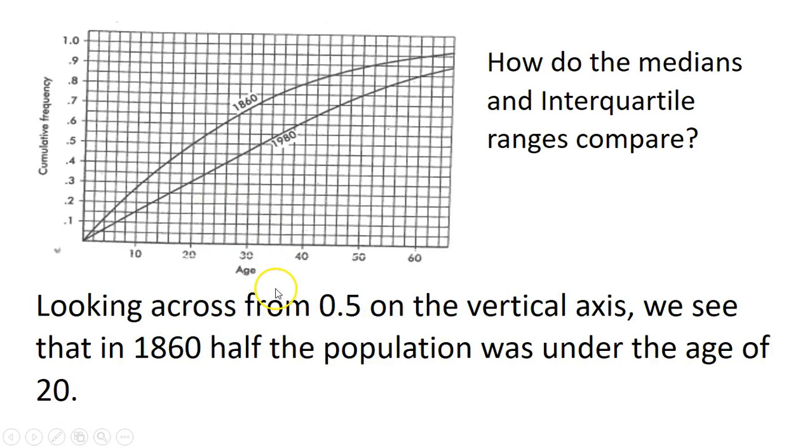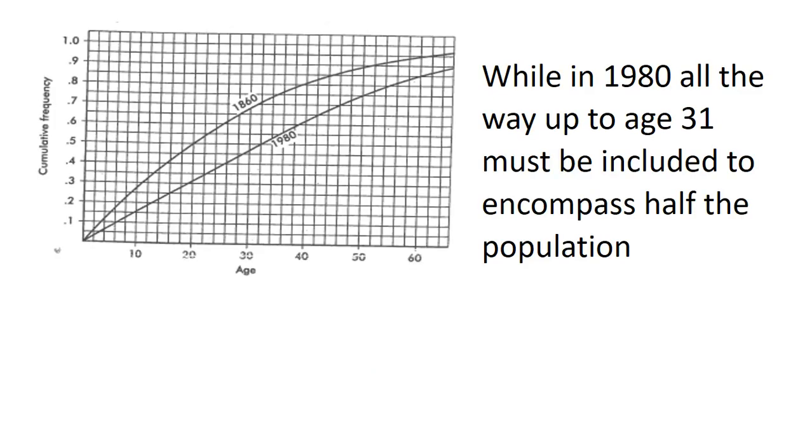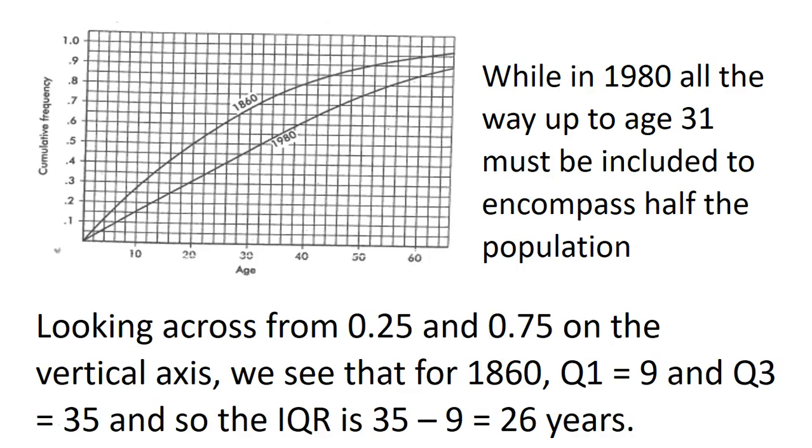Just look across the 0.5 on the vertical axis, and we see that in 1860, half the population was under the age of 20. Whereas in 1980, all the way up to age 31, maybe 32, is needed to encompass half the population. Looking across from 0.25 and 0.75, roughly here's 0.25, which is 25%, maybe it's around 9.